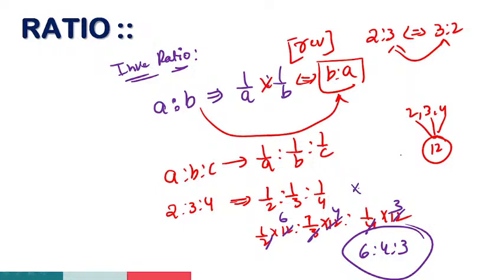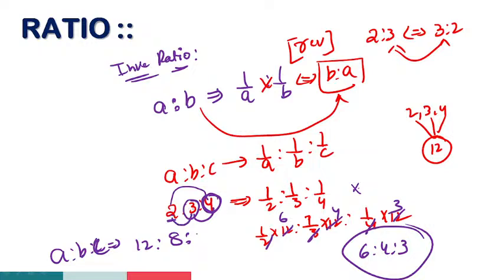Okay, to solve the problem simply, if you want to find the a value, just close the a. Multiply the remaining numbers. 3 into 4 is 12. If you want to find the b value, just close the b and multiply the remaining numbers. 2 fours are 8. If you want to find the c value, just close the c and multiply the remaining two numbers. 2 threes are 6.